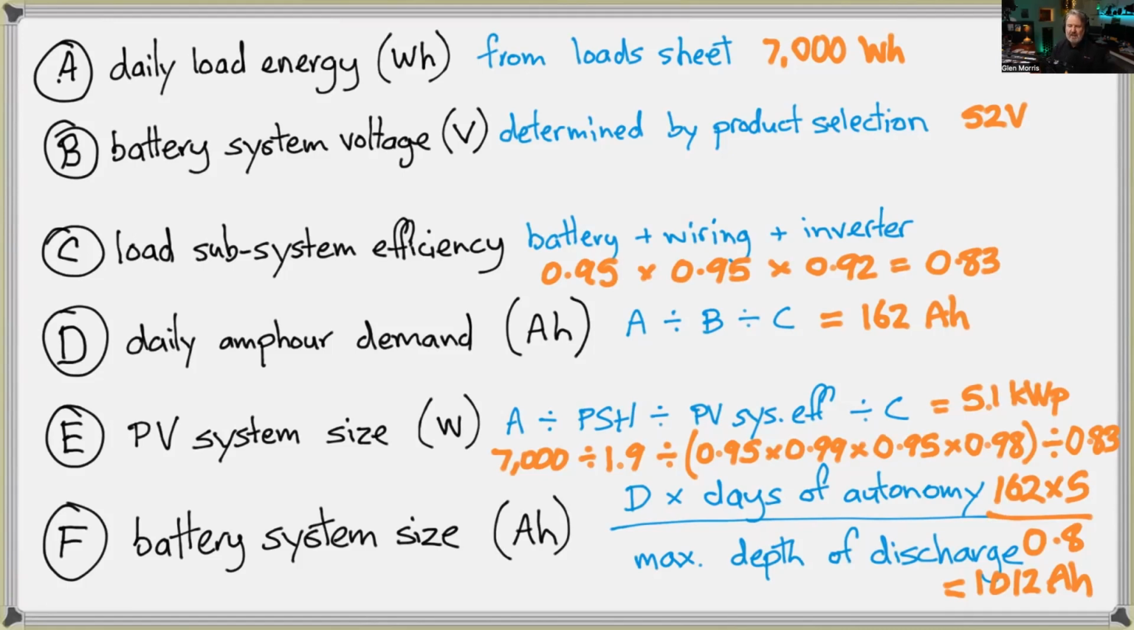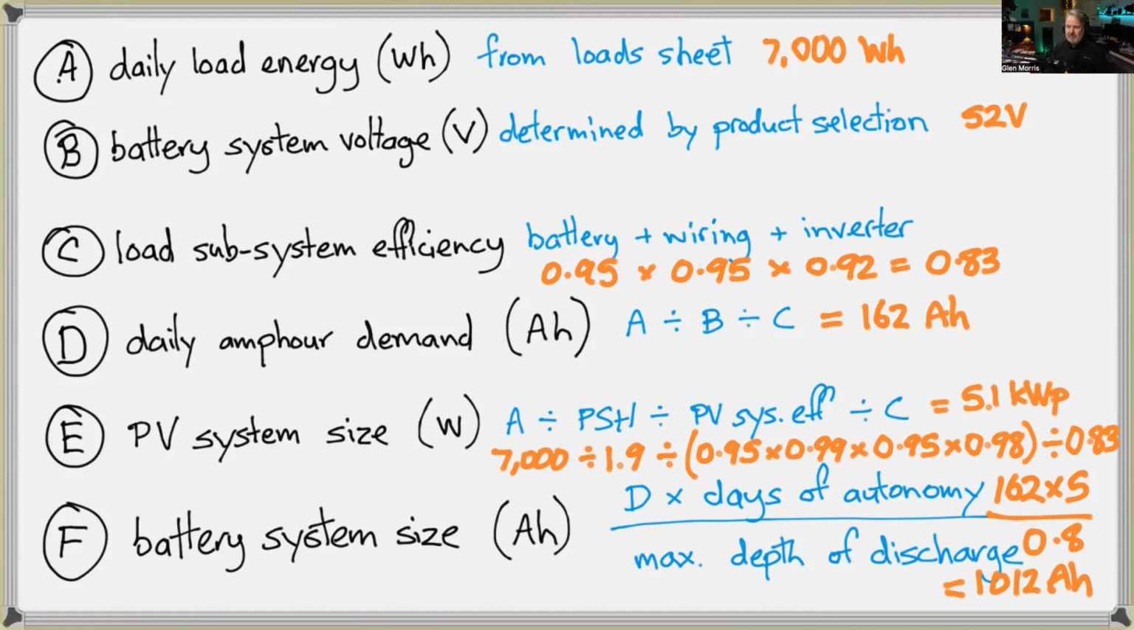We calculated the amp hour demand based on those. So that was simply A divided by B divided by C, which gave us the amp hour demand from our battery system of 162 amp hours. And then I skipped over E, so I'm going to focus on E now. E is how do we replace that 162 amp hours with a PV system?